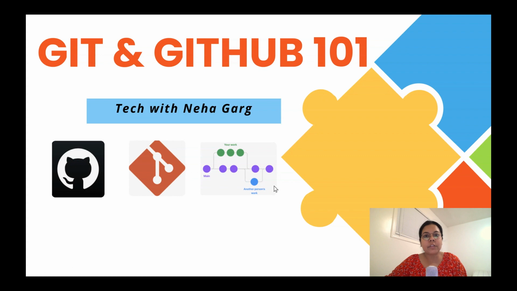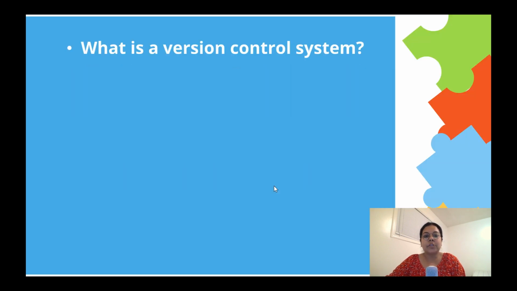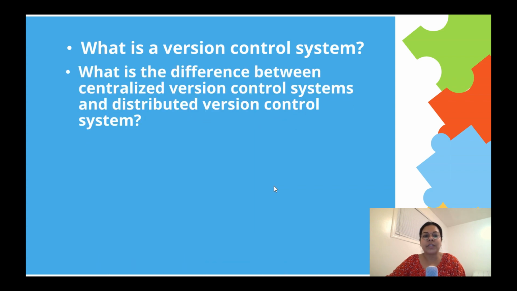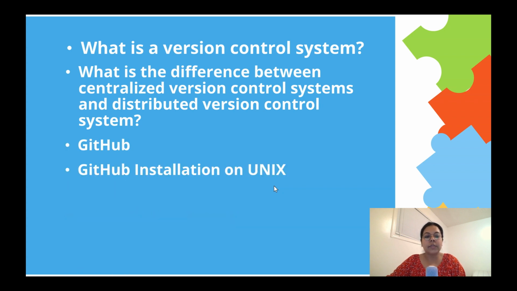So without any further ado, let's get started. Let's look into what we are going to discuss today. We are going to look into what a version control system is, what the difference is between centralized version control systems and distributed version control systems. Then we are going to look into GitHub. Then the Git installation on Unix.